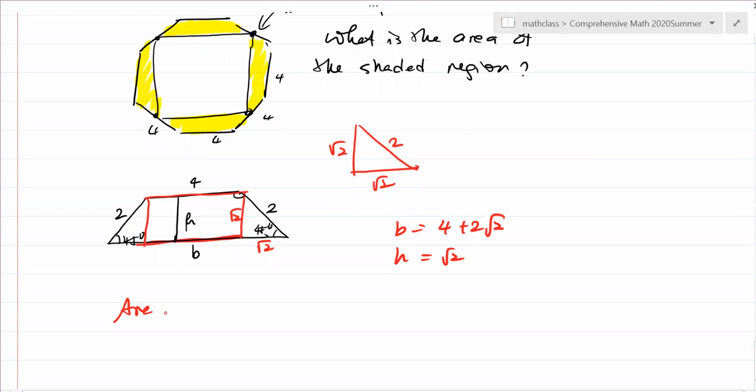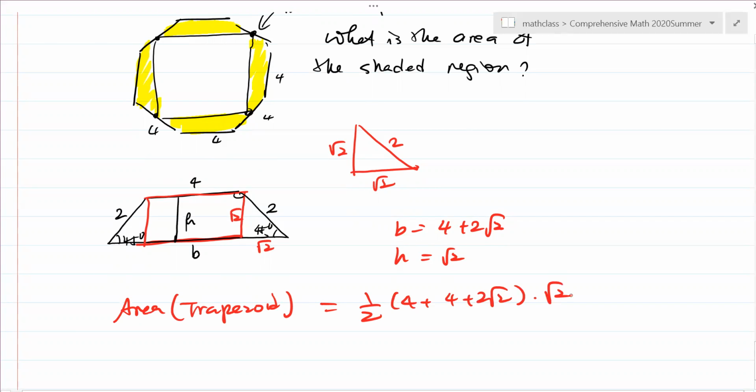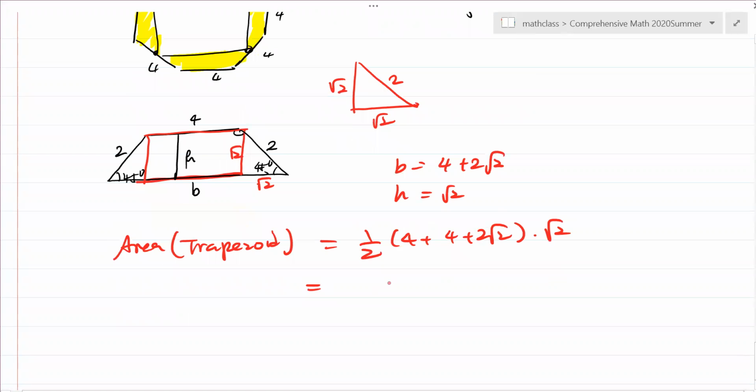So how to find the area of the trapezoid? The area of the trapezoid is going to be half of (4 plus B), 4 plus 2 square root of 2, times the height. So you can get 4 plus square root of 2 and multiply by square root of 2. If you multiply them out, I get this. If you want to find the area of the shaded region, the total area, just add them together. So sometimes you have to decompose the picture into several pieces.